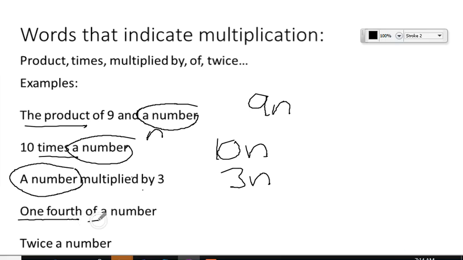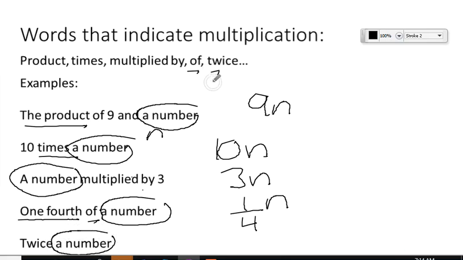1/4 of. Remember, the word of actually means multiplication. So if you're going to do 1/4 of a number, you just put the number right next to 1/4, and we know that's implied multiplication. So 1/4 of a number looks like this. And then twice a number. Remember, anytime you see twice, that's just going to be 2 times. So 2 times the number.